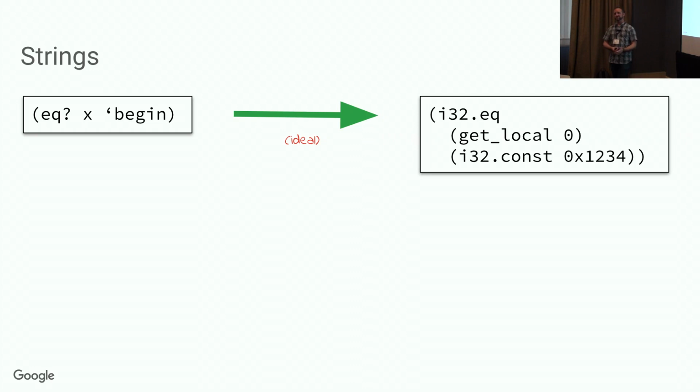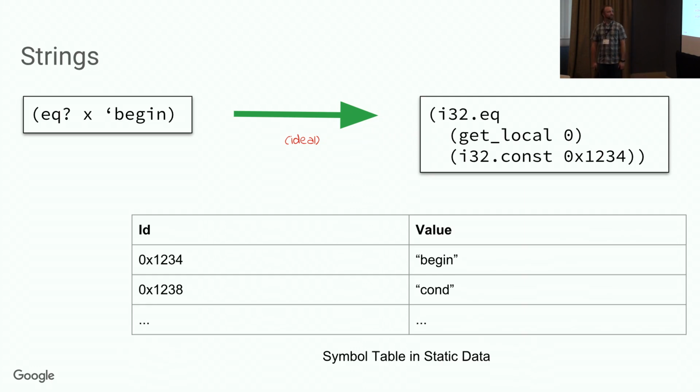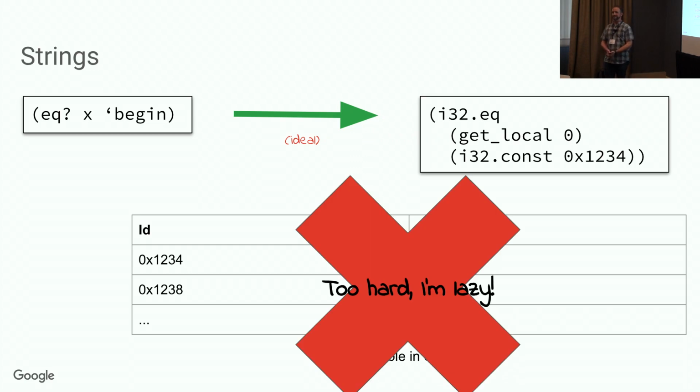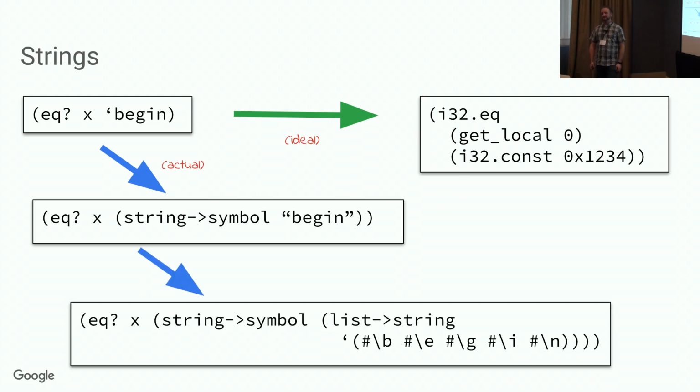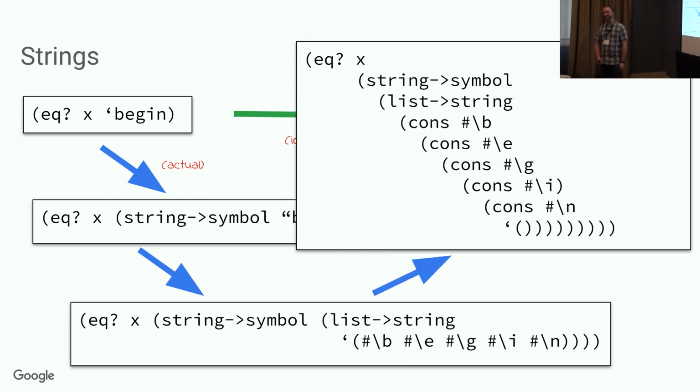You've made the string into a literal constant somewhere, and not like the symbol into that, so it's a really fast comparison. But that would involve making this table in static data, which I didn't want to do because I'm lazy. So instead, what I did is we expand it to everything turns into a string, and then I call the string the symbol. But then string would have had the same problem. So then we turn that into list arrow string. And then, wait, there's more.